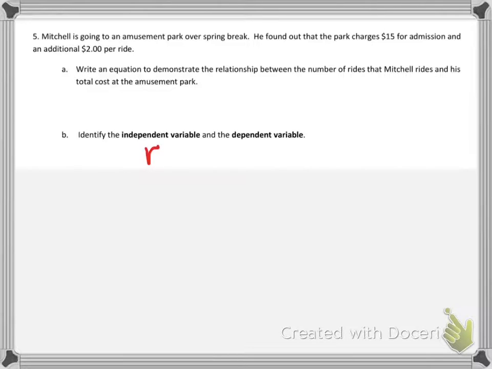The dependent variable is the cost, because the cost depends on whether he gets sick or not, right? So there we go. Independent, dependent. And then I know that it's dependent variable equals, and I can just write it from the story. He pays $2 for every ride, and he still has to pay to get in the park. So the cost is equal to $2 times the number of rides plus 15. C equals 2R plus 15.